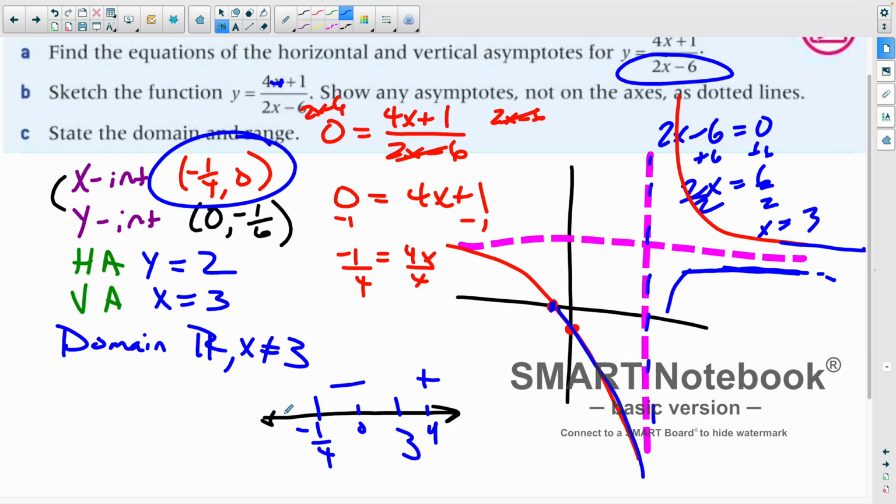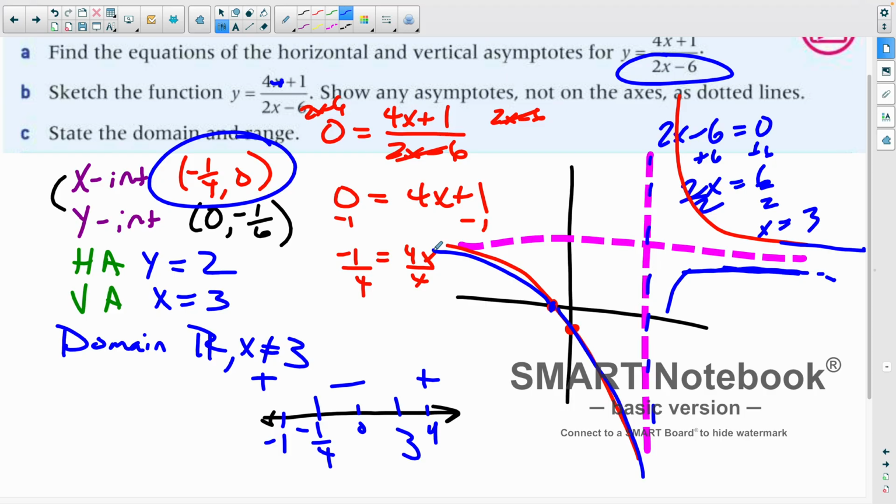Same thing over here. I would pick a negative 1 and plug it in. Negative 1 times 4 is negative 4, plus 1 is negative 3, a negative on top. Negative 1 times 2 is negative 2, and minus 6 is another negative, so negative on bottom. Negative over negative is positive. And I'm above the x-axis there. Everybody all right with that?